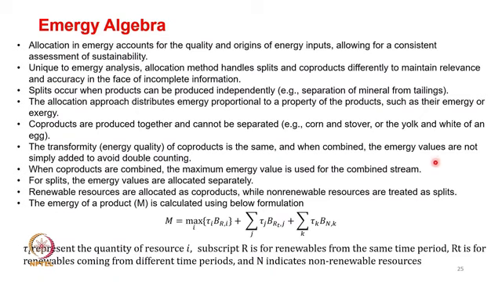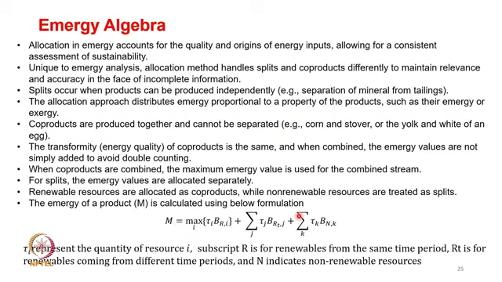These are some of the ideas that we consider while using the Emergy calculations across boundaries. For splits, the Emergy values are allocated separately. Non-renewable resources are allocated as co-products, while the renewable resources are treated as splits. So now look at how we compute the Emergy of a product.